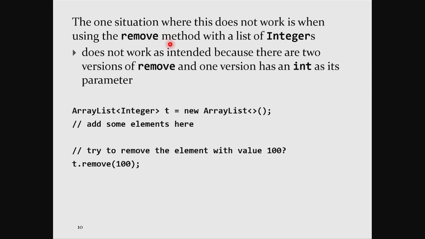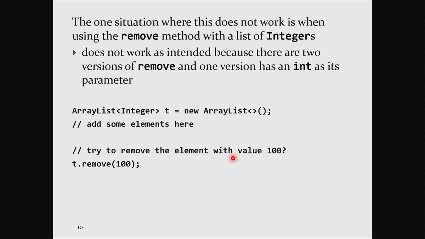So when you make a list of integer and you try to use the remove method, you have to be a little bit careful. The reason you have to be careful is because it may not work as you intend, because there's two different versions of the remove method. One of those versions has an int as its parameter. So here I've got an ArrayList t of Integer. We stuff some elements into it. And then later on, we try to remove the element whose value is 100.